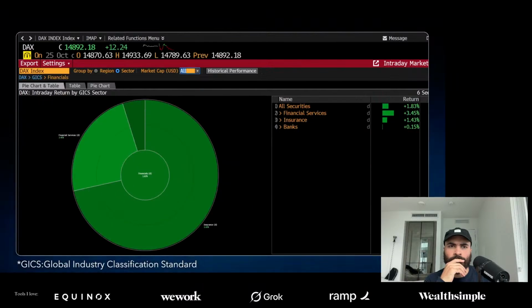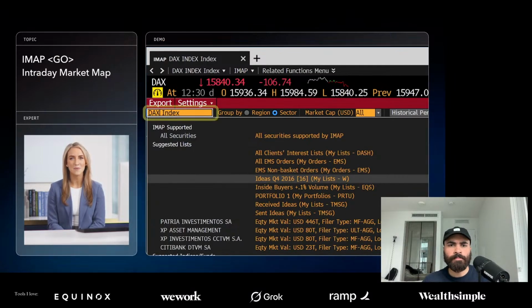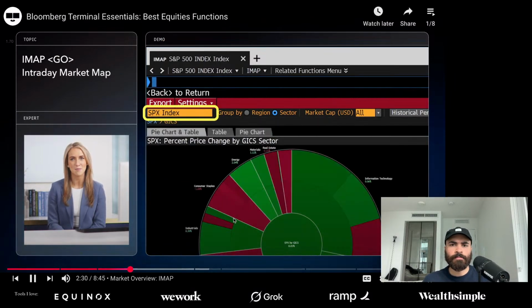Because we launched this function by clicking on the DAX in the World Equity Indices function, that's what loaded by default. But we can load any index or a composite of all securities by searching in the top left amber bar.